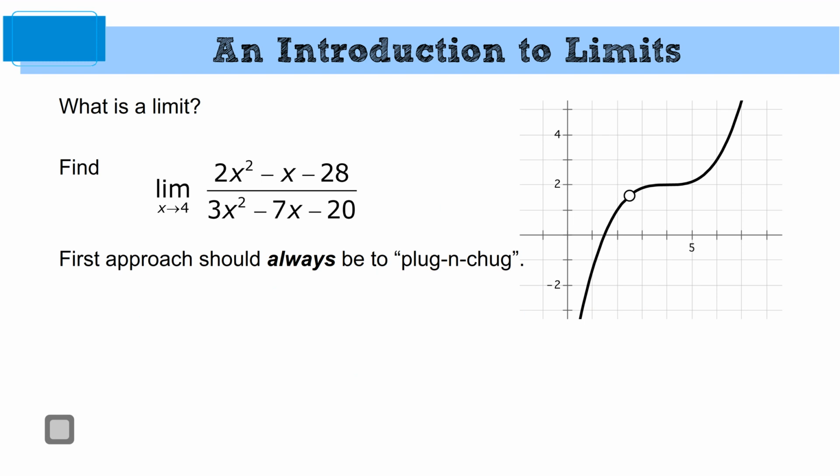All right, so we tried plug and chug, it didn't work, we get 0 over 0. It doesn't matter on day 1 of limits or in May when you're taking the test. Anytime you see a limit, the first thing you should always do is plug and chug. These limit problems will get very complicated. There's nothing more frustrating than spending 10 minutes on a limit problem when all you had to do is plug the stupid number in. Okay, so try that every single time. This one, it doesn't work.